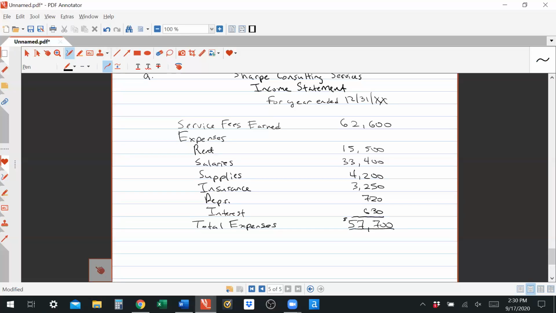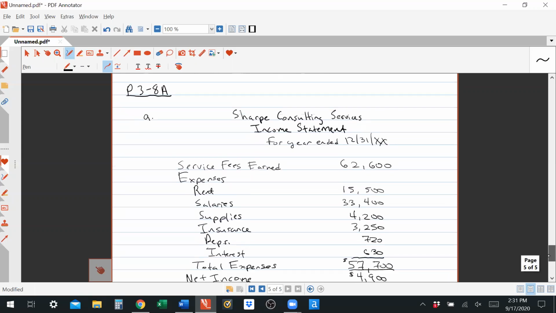And then we subtract our total expenses from our total revenue. And if we get a positive number, which we do in this case, that's called net income. And if we get a negative number, then that's called net loss. And we put parentheses around it. But it's a positive number. It's equal to $4,900. And that's our net income, double underline. So that's our income statement this year.